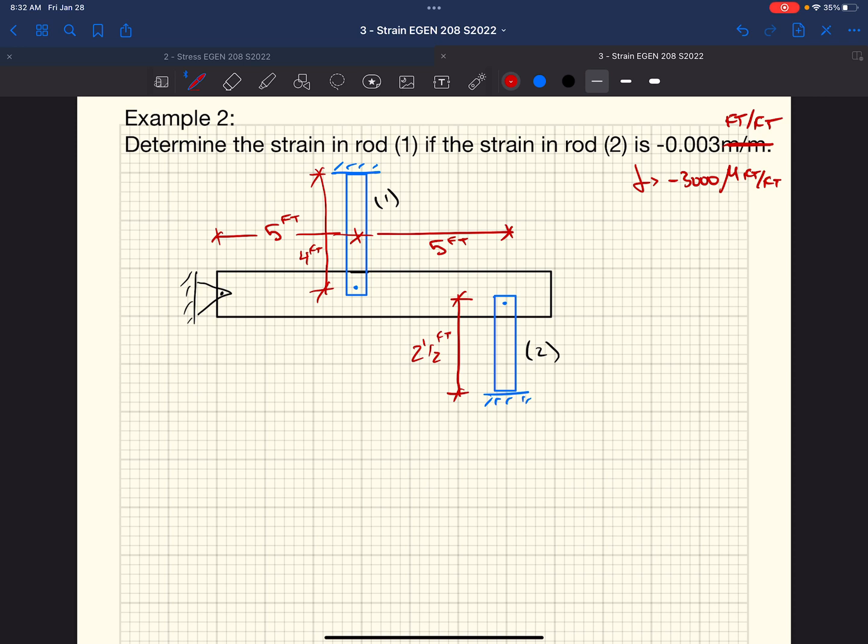So we've got this bar system. We've got this very large horizontal bar. We're going to say that it's infinitely stiff. Right? It does not deform. No matter how much load or deformation we put in rods 1 or 2, this bar remains straight.